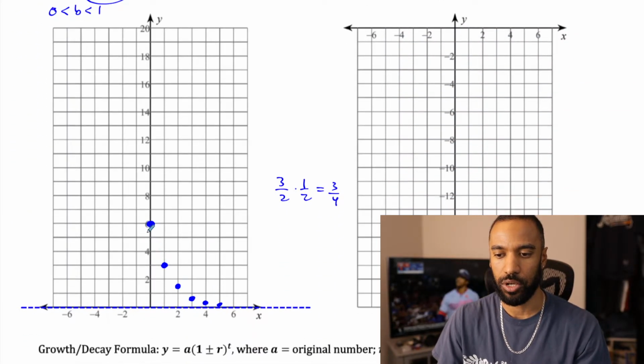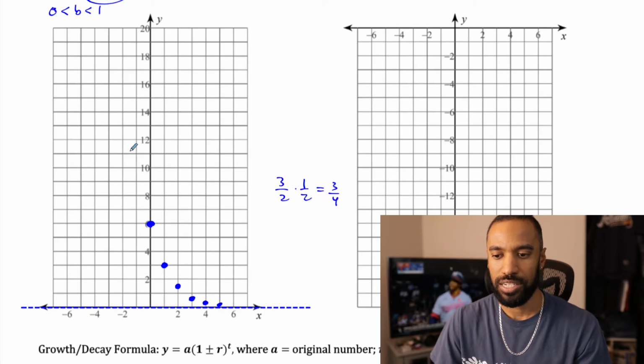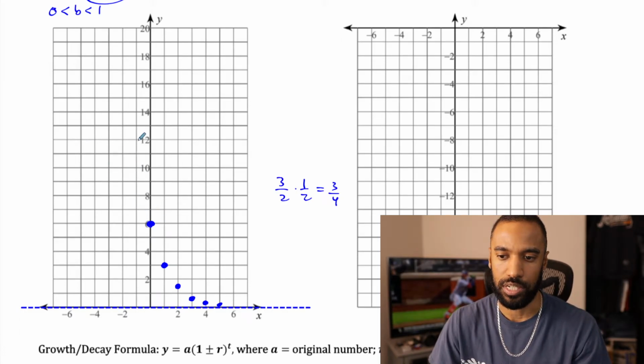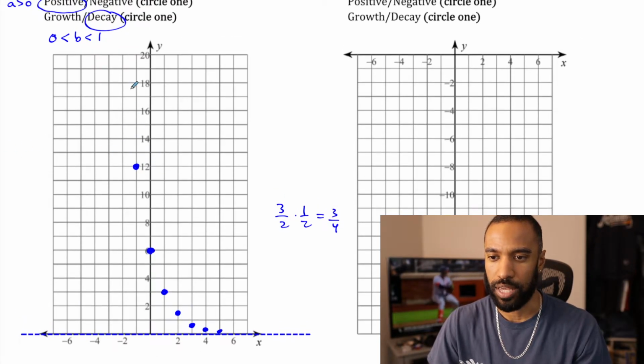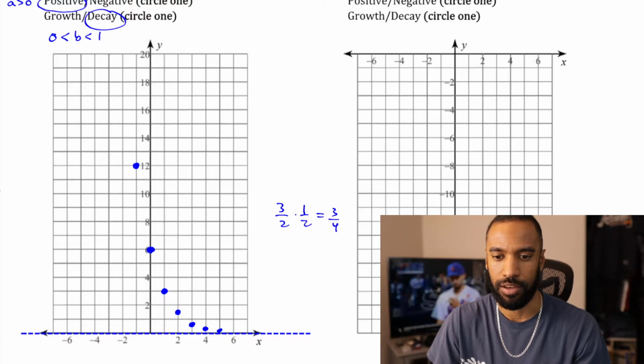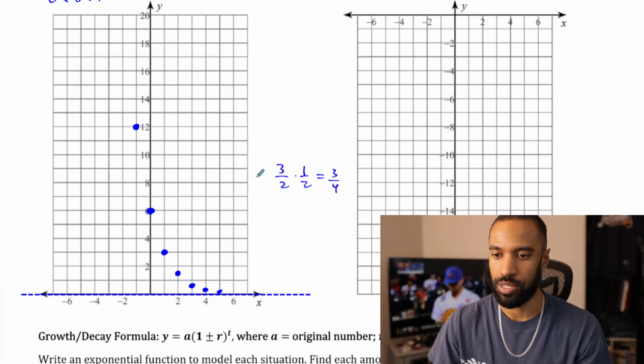And these are some of the points on the graph. Let's go to the left a little bit. We had to take half of something to get 6. That means we double that 6. That's 12. It's basically dividing by 1/2. And if we doubled 12, we would get 24. That's way up here, kind of off the graph.